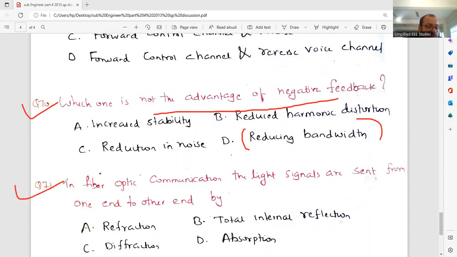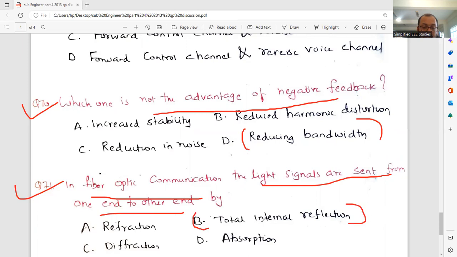Let me discuss question number 71. In optic fiber communication, the light signals are sent from one end to another end by, which is the phenomenon: refraction, diffraction, absorption, total internal reflection. Obviously, we can say that total internal reflection is the correct answer. Okay.